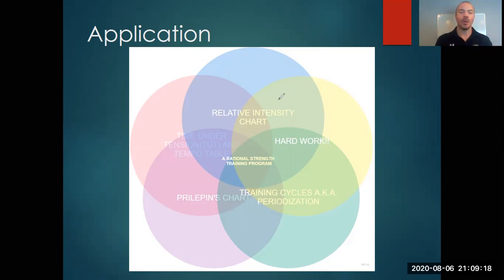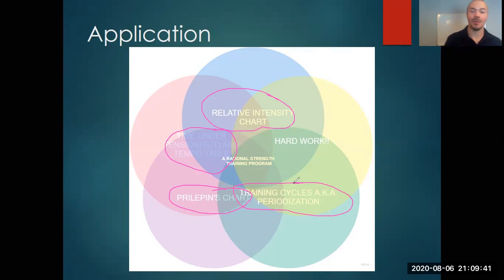So what are we going to look for in a rational training program? I would say using something like the relative intensity chart, that time under tension and tempo table, we looked at that one. Prilepin's chart, we looked at that one today. Looking at our training cycles, aka periodization, and we're going to get into that soon in the program. We've only really skirted the topic so far.